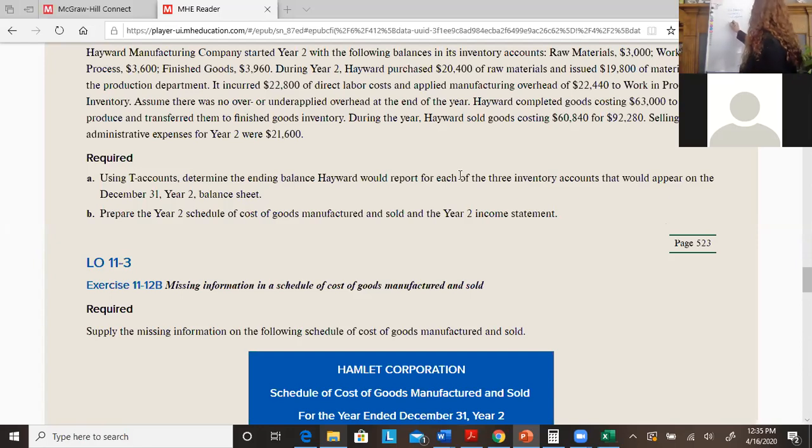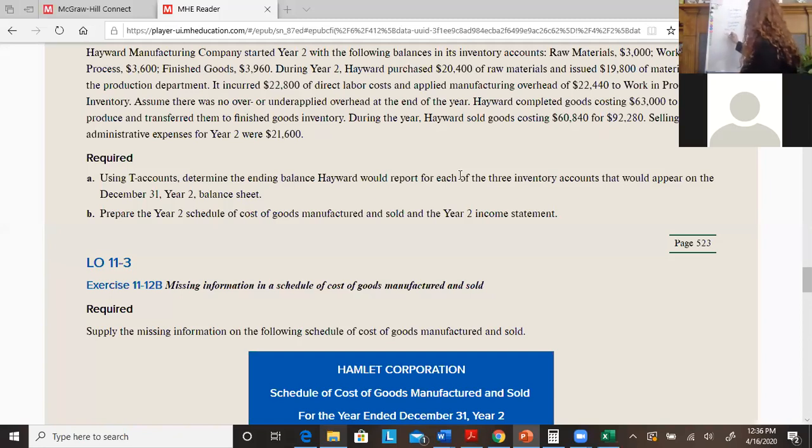And then we have direct labor, which was 22,800. And then overhead, $22,440. So we add all those together. That's all of our manufacturing costs. So these 3 numbers, 65,040, manufacturing costs. So now we need to worry about work in process and then finally finished goods.